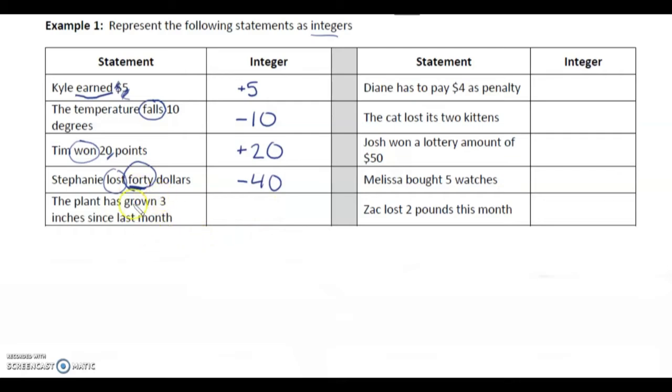The plant has grown 3 inches last month. If you grow, you're going to be bigger. It's +3. Diane has to pay $4 as penalty. A penalty is when something goes down or you owe it. So -4. The cat lost its 2 kittens. If you lose something, again, it's negative. So -2.